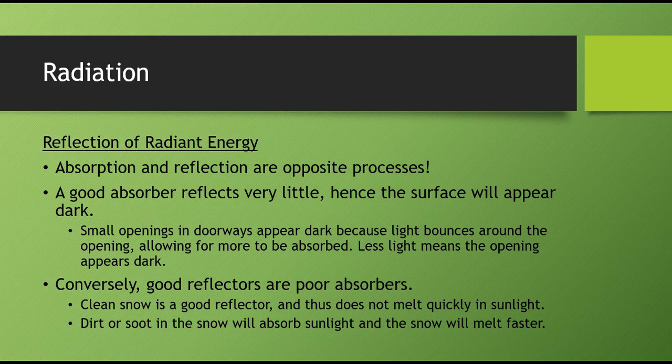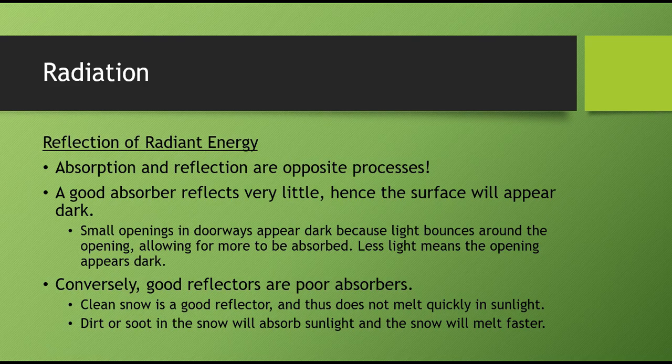Another interesting thing that occurs here is if you have a small opening in a doorway, and you can test and see how small it would be depending on where you observe it from, but from any distance, a really small opening in a doorway is always going to appear dark, even if there's light in the other room. And that's because when the light reaches that boundary, it bounces off a whole bunch of times and never quite makes it through. And so it appears dark. Because of all the reflecting on that boundary, the light energy gets absorbed. Less light energy means the opening appears dark.